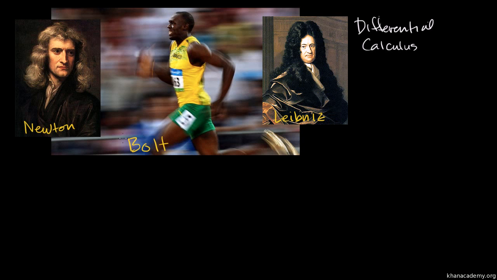Newton's actual original term for differential calculus was the method of fluxions, which actually sounds a little bit fancier. But it's all about what's happening in this instant. And to think about why that is not a super easy problem to address with traditional algebra, let's draw a little graph here. So on this axis, I'll have distance.